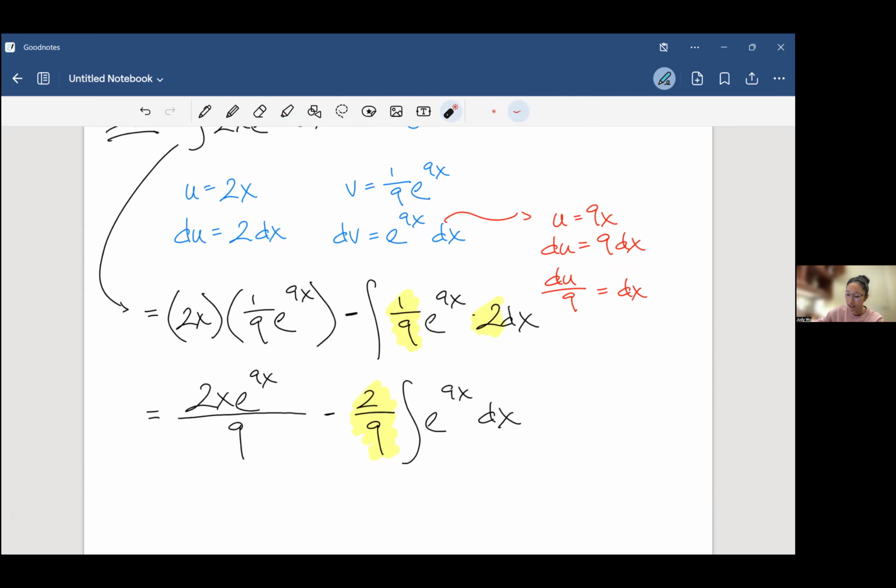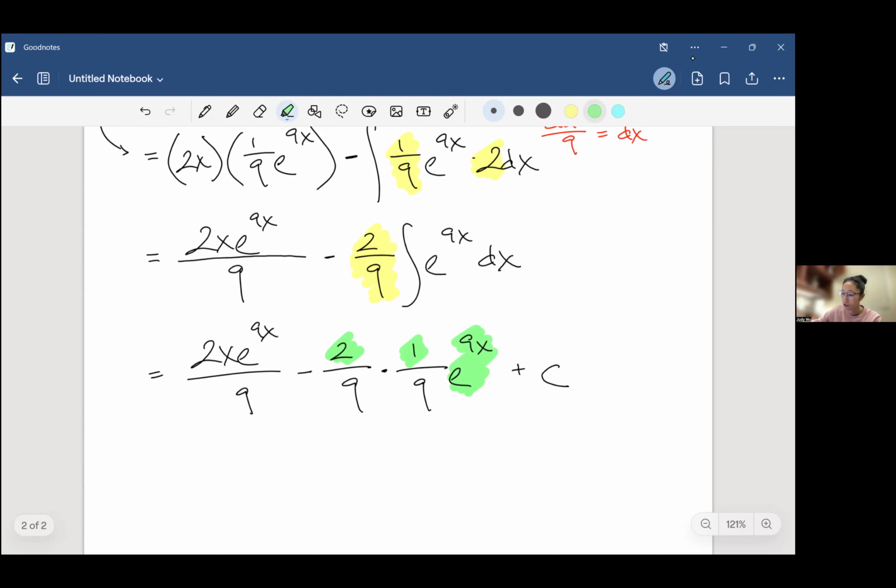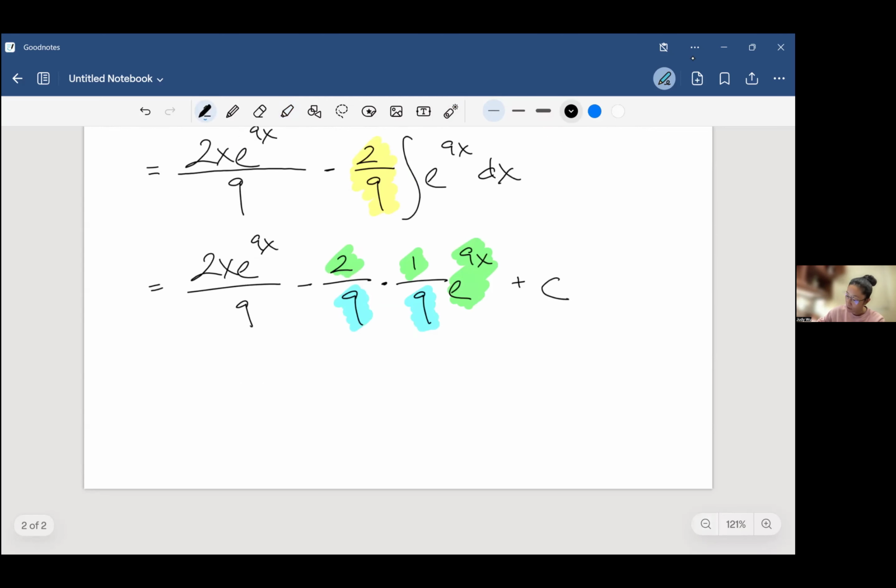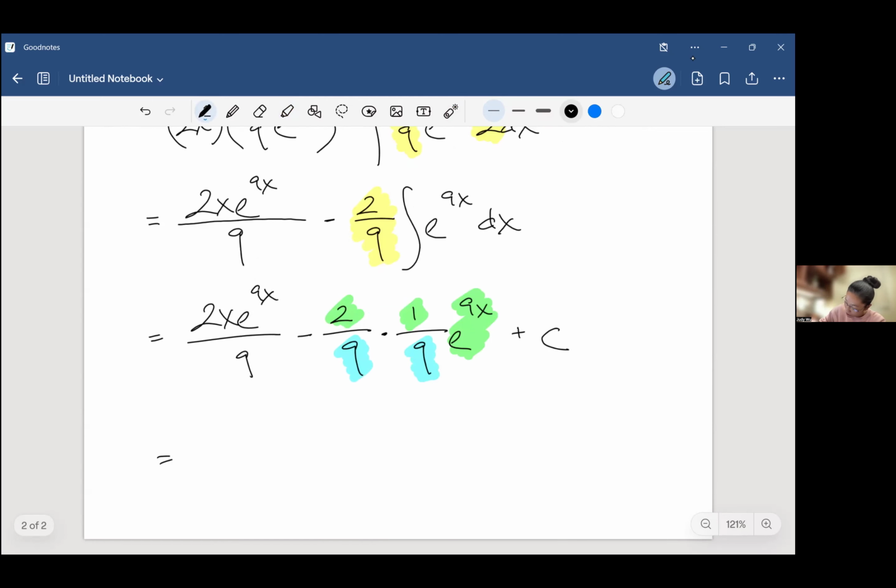Okay, I'm going to take one last step and clean everything up. So I can take a 2 times a 1 to make my numerator. And e to the 9x is also going to be in the numerator. But 9 times 9 is going to be my denominator. And so altogether, I'll have 2x e to the 9x over 9 minus 2e to the 9x over 81 plus c.